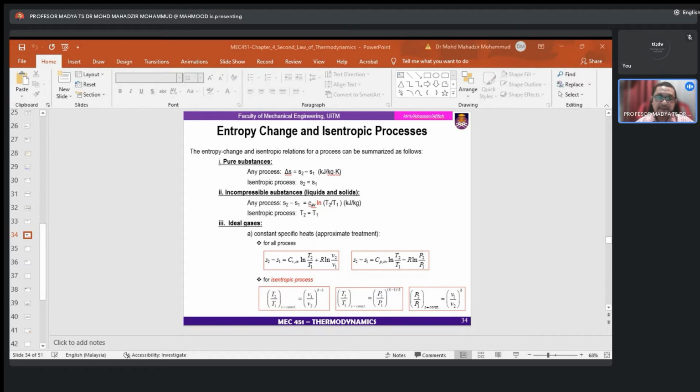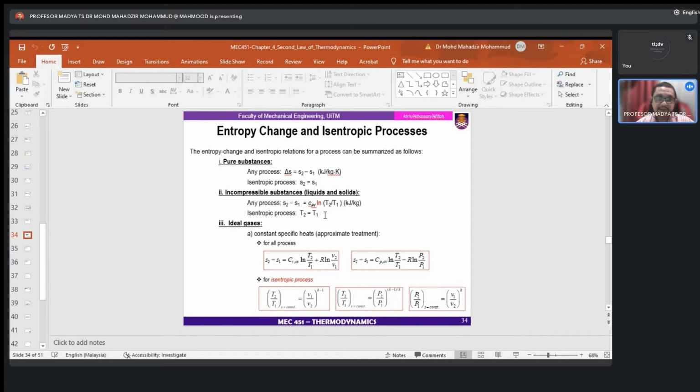So the temperature of a truly incompressible substance remains constant during the isentropic process. Therefore, the isentropic process of an incompressible substance is also isothermal. This behavior is closely approximated by liquid and solid. So that's why T2 is equal to T1, and this situation is called isothermal.